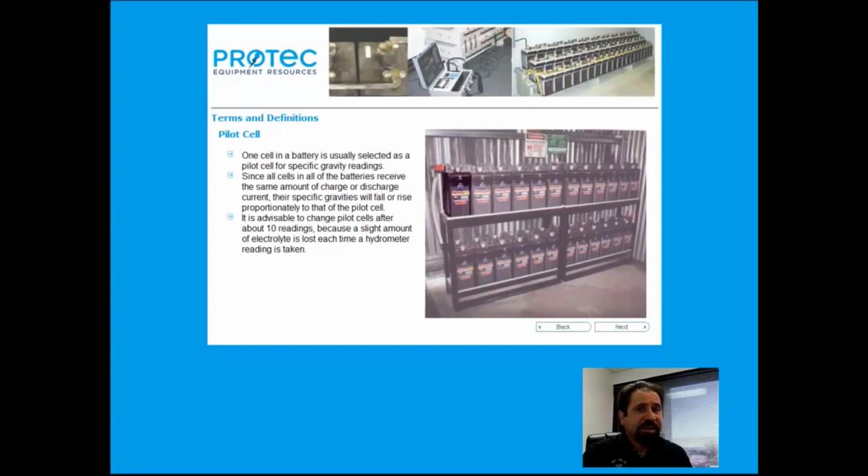The term pilot cell. One cell in a battery is usually selected as a pilot cell for specific gravity readings. Since all cells of the batteries receive the same amount of charge or discharge current, the specific gravities will fall or rise proportionally to that of the pilot cell. It is advisable to change the pilot cell after about 10 readings, because a slight amount of the electrolyte is lost each time a hydrometer reading is taken.